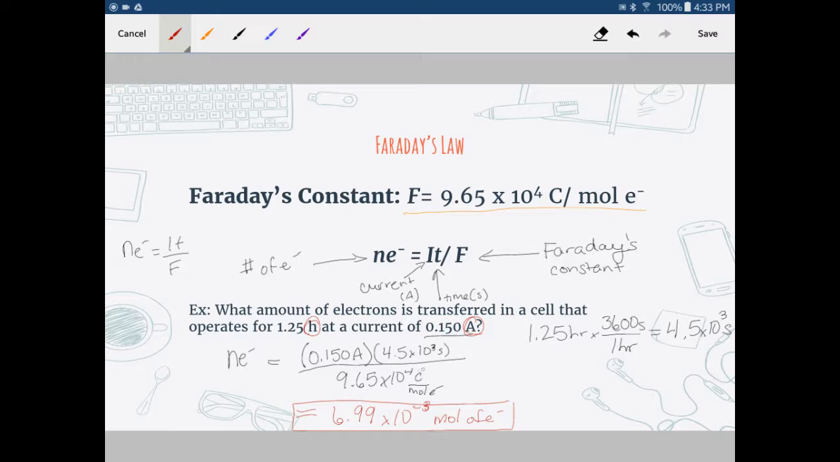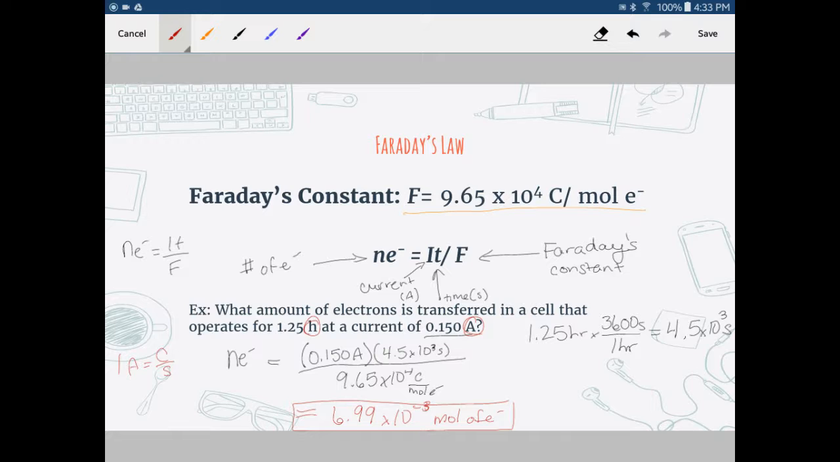Now, generally, when people plug this into their equations, they don't write this unit down, because in order to figure out what you cancel out, you have to know that 1 amp is a coulomb per second. So 1 amp is equal to a coulomb per second, and that is why we can cancel out our coulombs here and our seconds here, giving us moles of electrons as our answer.